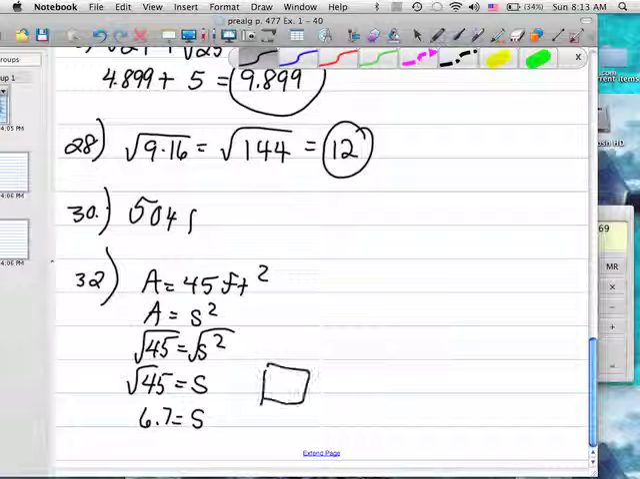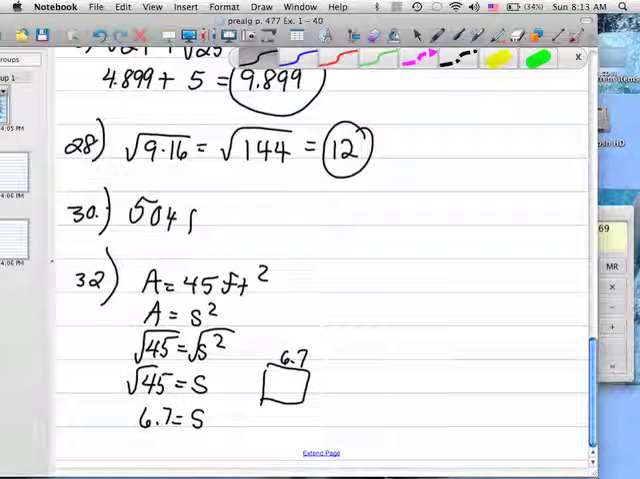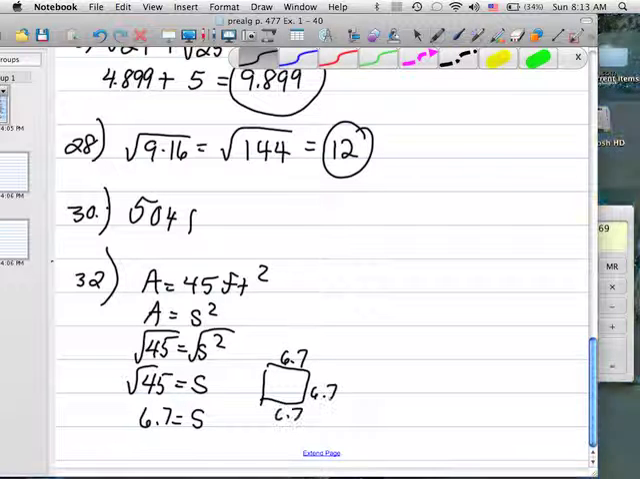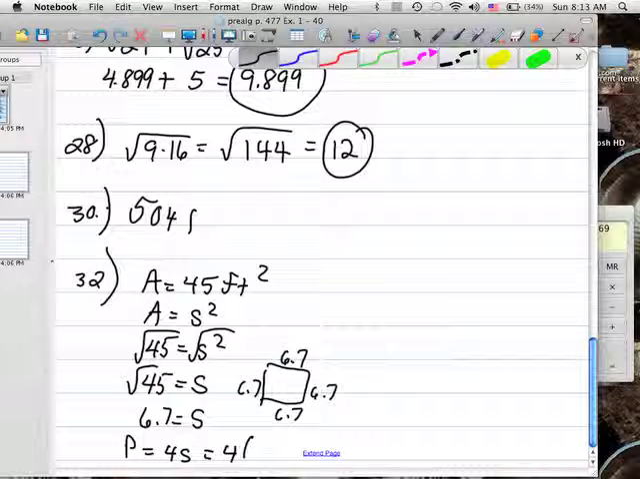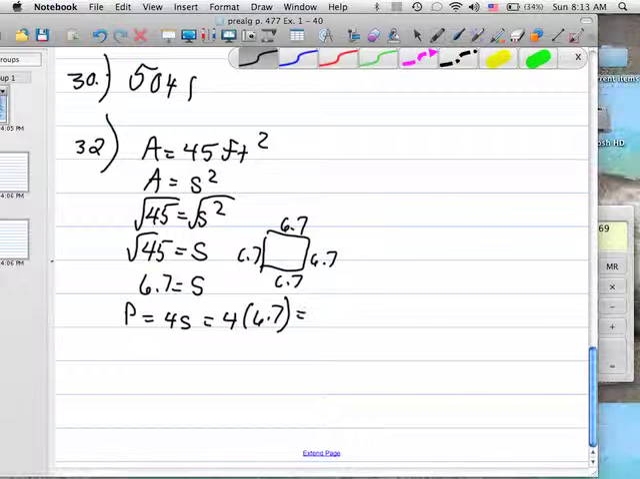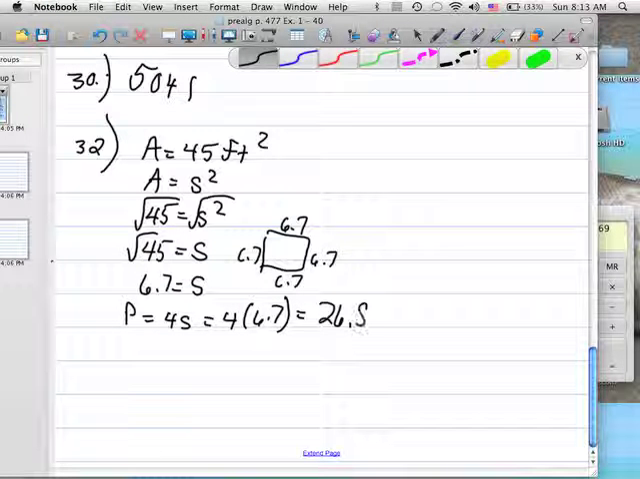So here I have a square whose one side is 6.7, and remember, all the sides are the same, and the easiest way to find the perimeter is just to take 4 times the side, so 4 times 6.7 will equal 26.8 feet.